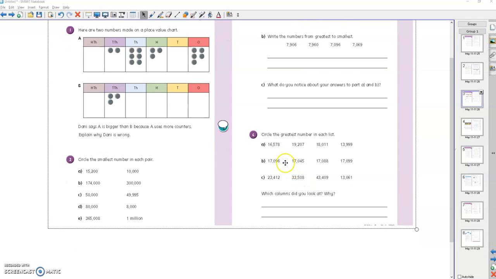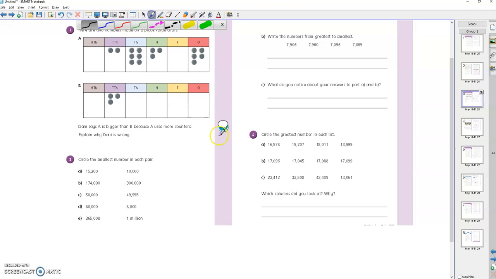In question 4, they're asking you to circle the greatest number in each list. So that's the list for A. Which one of those is the greatest number? And then here it's asking you to say which columns did you look at and why. So when it says columns, it means the place value columns. So that's the tens of thousands, the thousands, the hundreds, the tens, and the ones. Which column do you look at to see which one's biggest in each line?